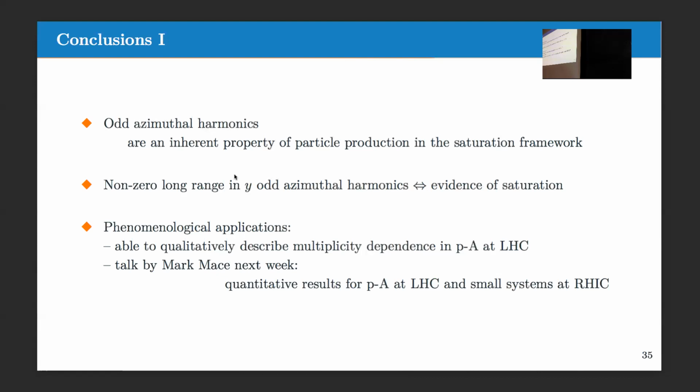So in principle, one can just take this framework and apply it quantitatively to the data for pA and deuteron-A collisions at, say, LHC and RHIC. Mark Mace and others will talk about this. But I just show you one of the qualitative predictions from this framework for multiplicity dependence in pA at LHC. Okay. So this is my first part about the v3.